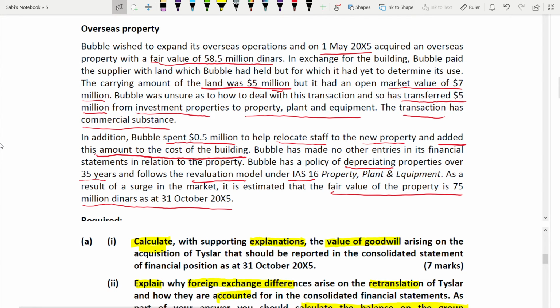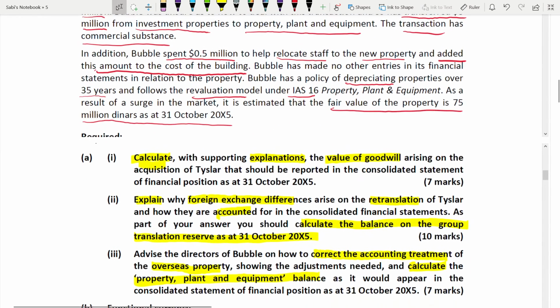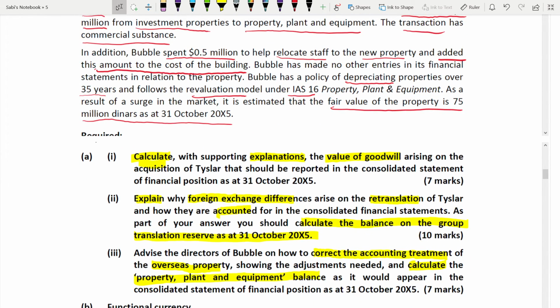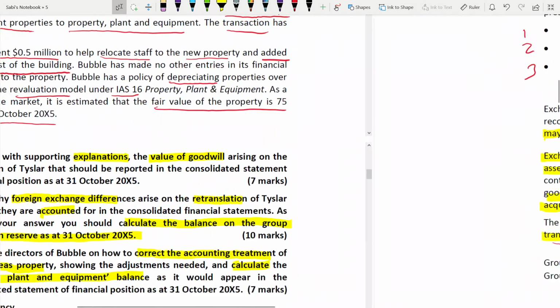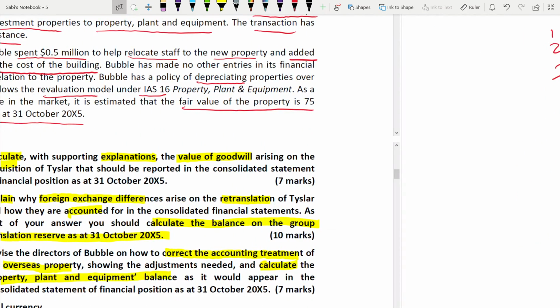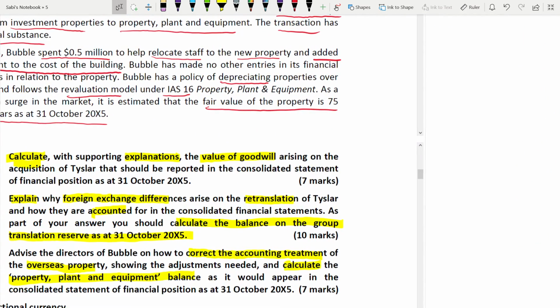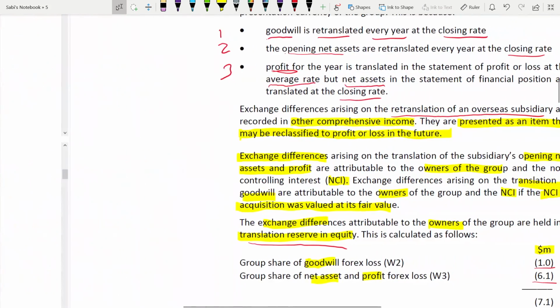Now, third part again, we'll see correct treatment of overseas property and calculate the balance for PPE as if it appeared on 31st October 2005 because of the fair value and all those things. So this means you have to know IAS 16 and you have to know the investment property also, which is IAS 40. Both of the standards you have to know. Okay.